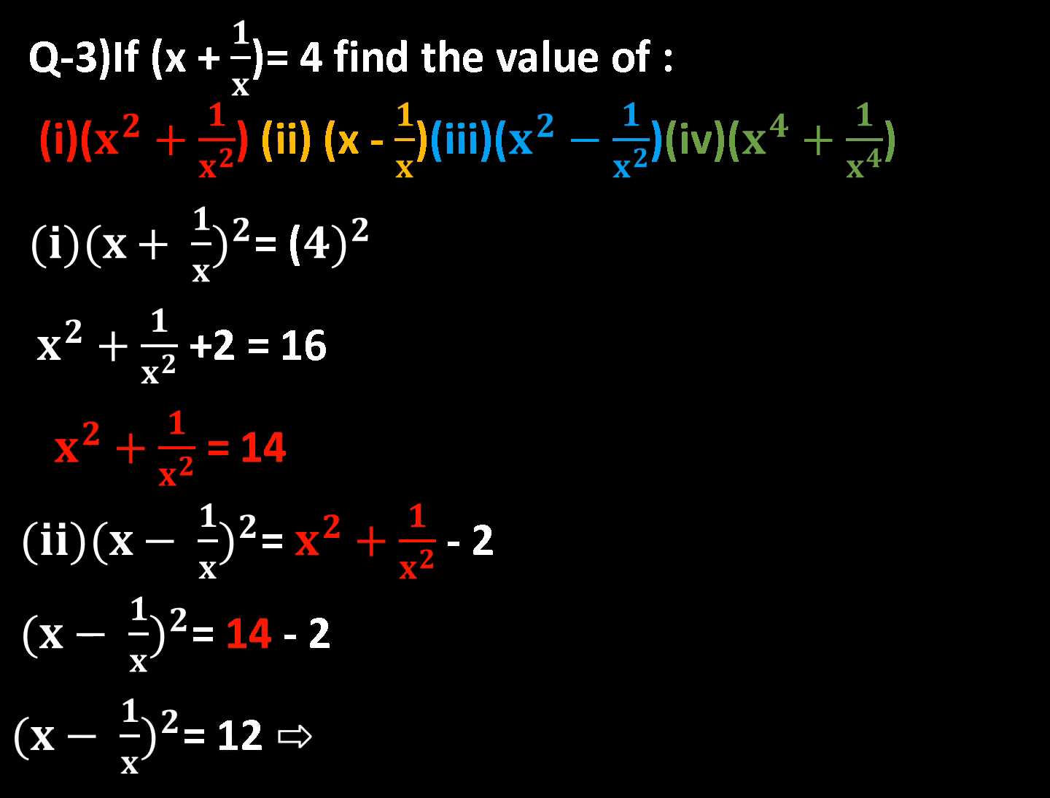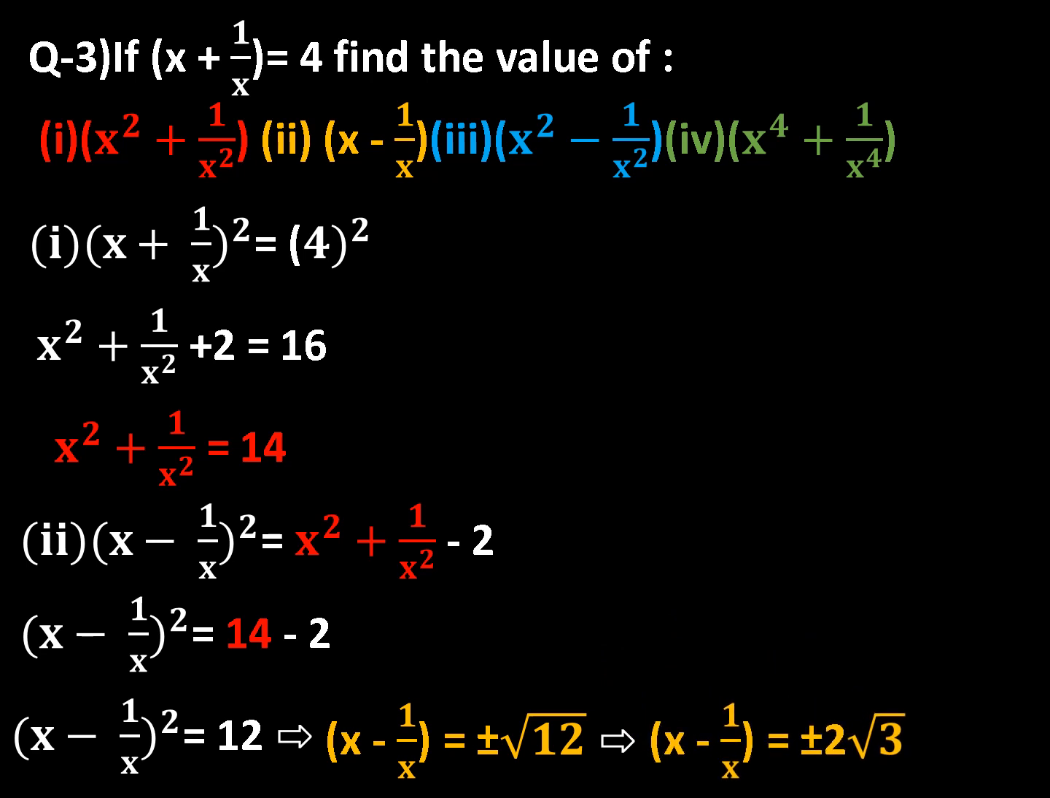Now replacing the value of x square plus 1 upon x square, we will get 14 minus 2, which will give us 12. Now taking square root on both sides gives x minus 1 upon x is equal to plus or minus root 12. We need to simplify under root 12. That will give us plus or minus 2 root 3. Now let's see how we can find x square minus 1 upon x square.